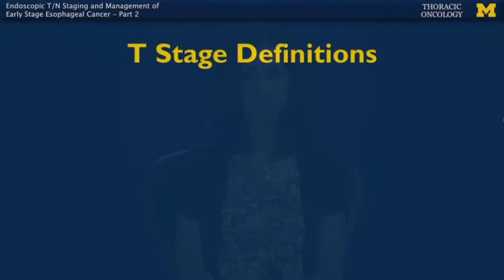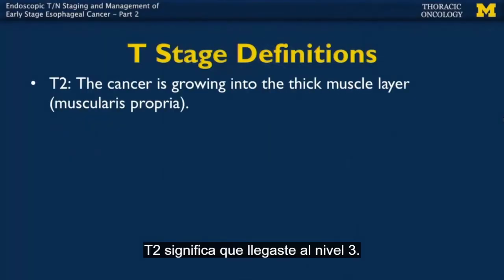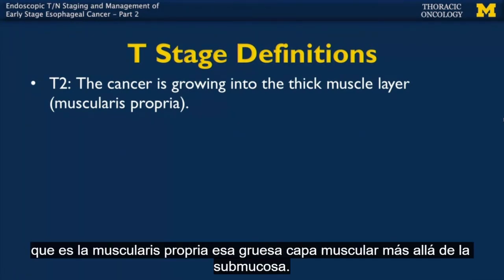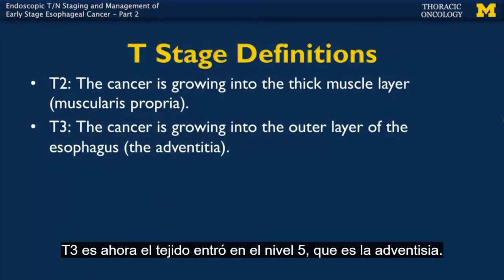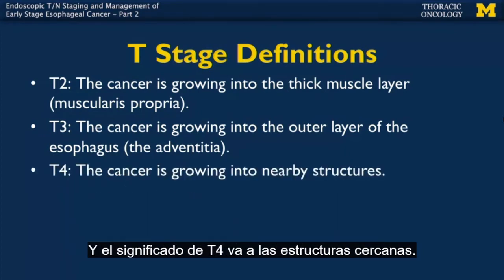T2 means that you've gone into layer 4 now, which is the muscularis propria. It's that thick muscle layer just beyond the submucosa. T3 is now that the tissue has gone into layer 5, which is the adventitia. And T4 means it's going into nearby structures. That could be the pericardium and the aorta, for example.